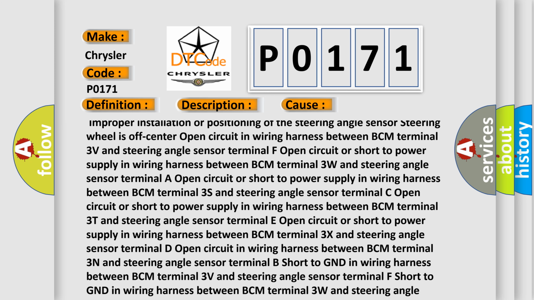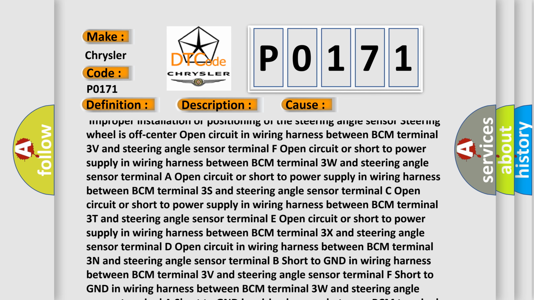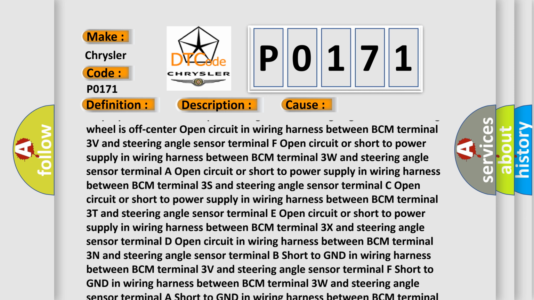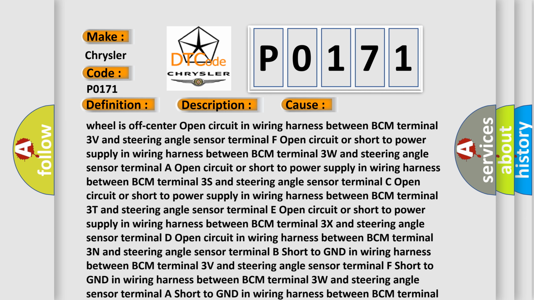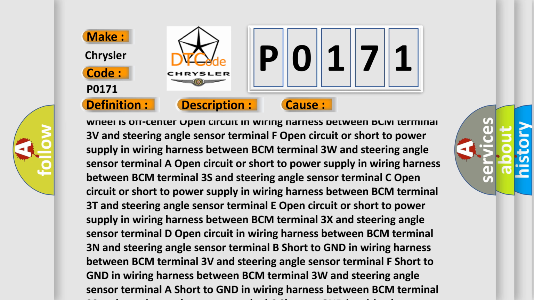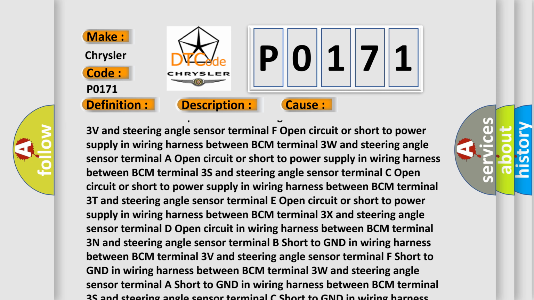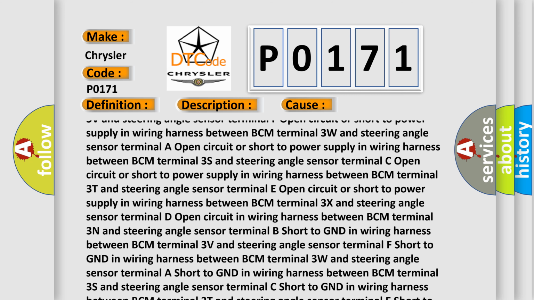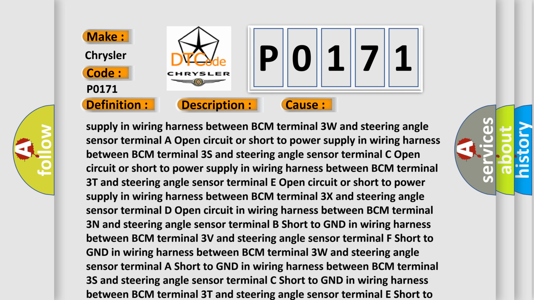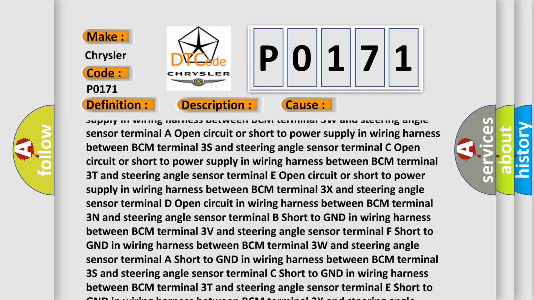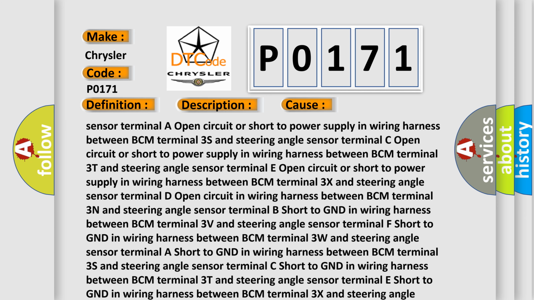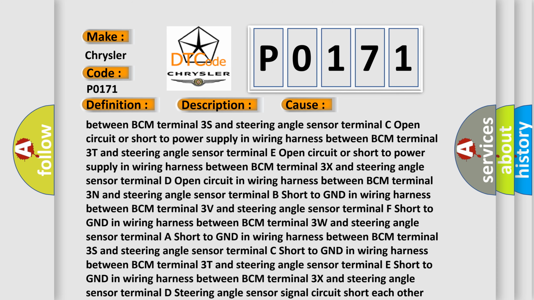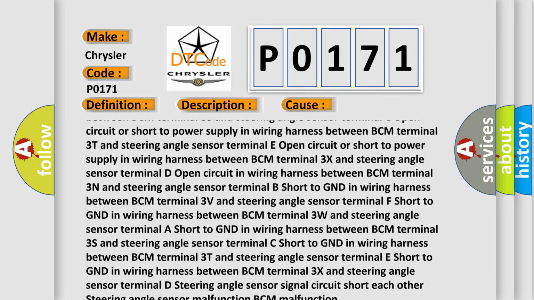Open circuit or short to power supply in wiring harness between BCM terminal 3W and steering angle sensor terminal R. Open circuit or short to power supply in wiring harness between BCM terminal 3S and steering angle sensor terminal C. Open circuit or short to power supply in wiring harness between BCM terminal 3T and steering angle sensor terminal E. Open circuit or short to power supply in wiring harness between BCM terminal 3X and steering angle sensor terminal D. Open circuit in wiring harness between BCM terminal 3N and steering angle sensor terminal B.